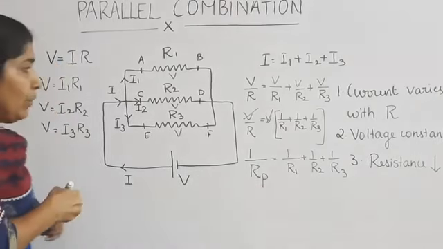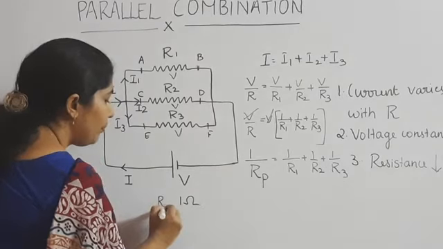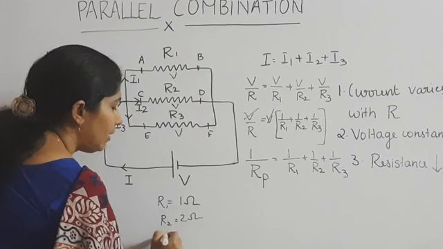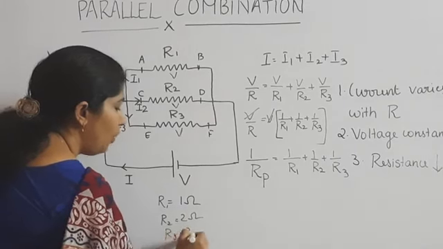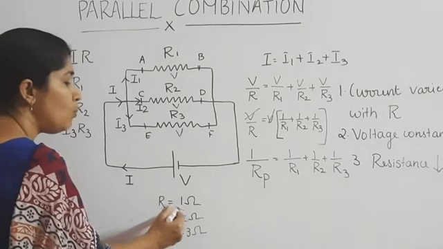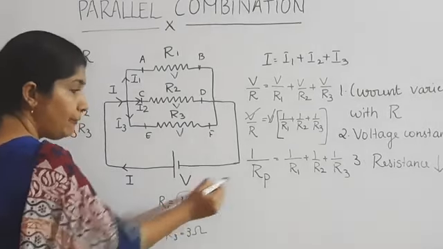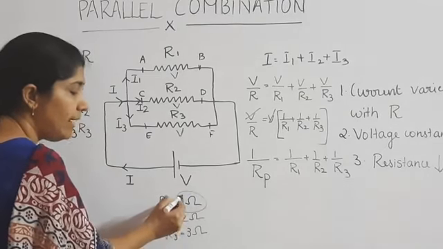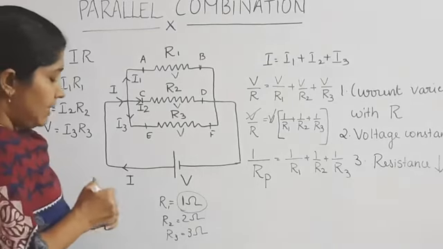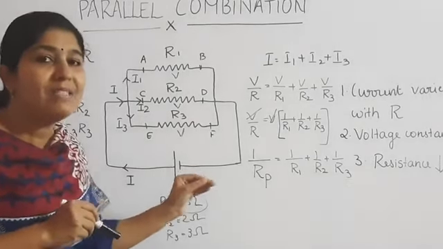For example, if R1 is equal to 1 ohm, R2 is equal to 2 ohm and R3 is equal to 3 ohm, then what about the effective resistance? The effective resistance is smaller than the smallest value here, which is 1 ohm. That's the meaning of effective resistance being smaller than the smallest value.